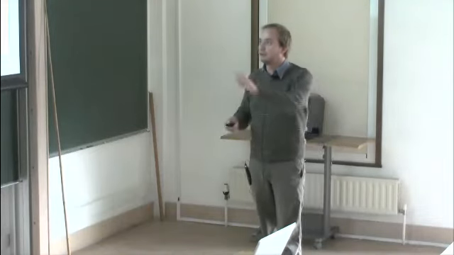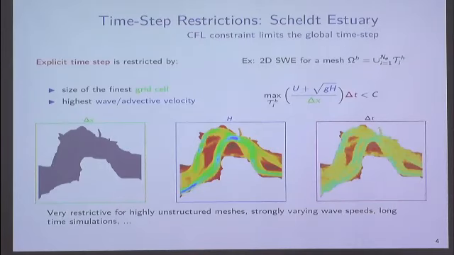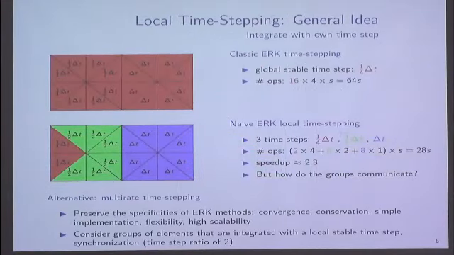So here you have all the things that essentially influence this time step, especially since the waves that are ruled by gH are the most important in this computation. This is very restrictive for highly unstructured meshes and strongly varying wave speeds. And if you want to do long time simulations, it is very inefficient to use explicit Runge-Kutta methods. So what we want to do is try local time stepping.